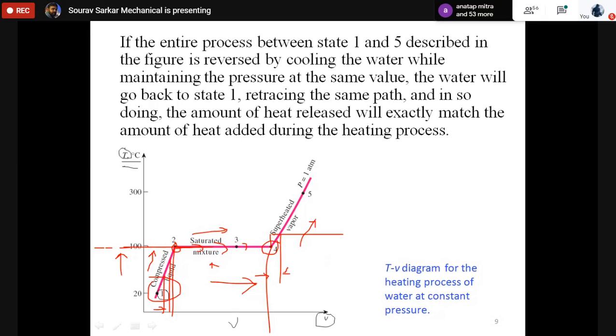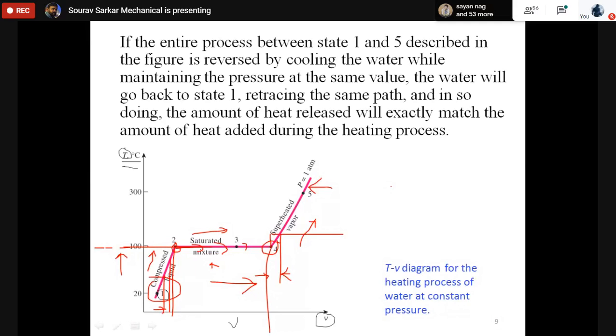Hopefully you understood what I'm trying to say. This represents one path, one process. Now during this process, which variable is constant? Pressure. Very good. So this curve we can obtain for a single pressure.